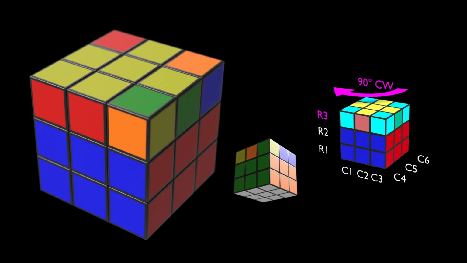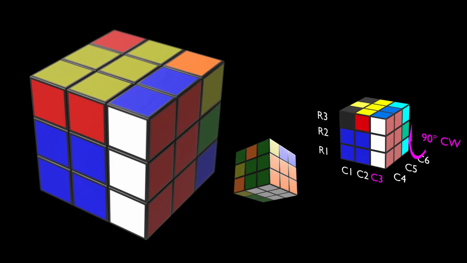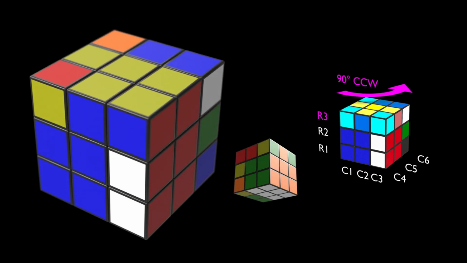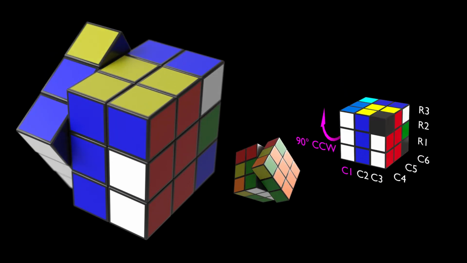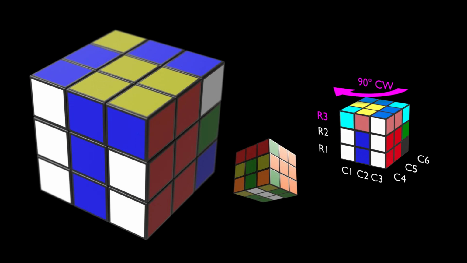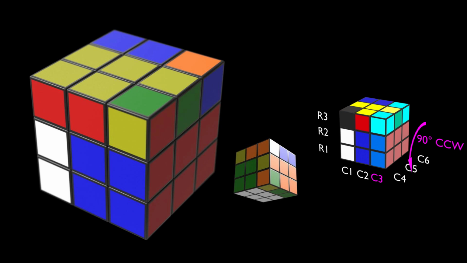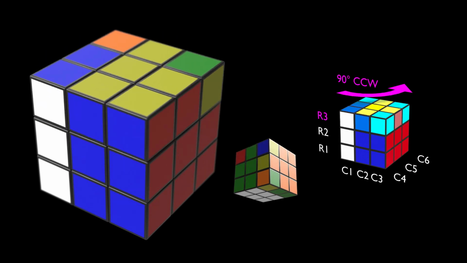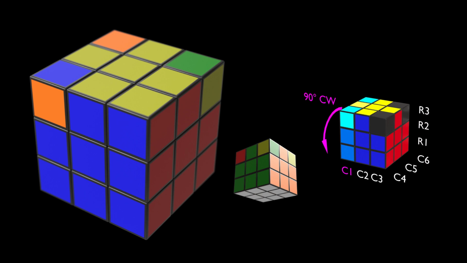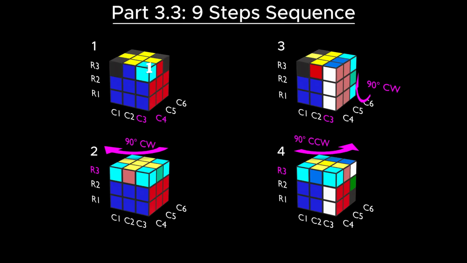Rotate row 3 clockwise. Turn column C3 clockwise. Turn row 3 counterclockwise. Turn column C1 counterclockwise. Turn row 3 clockwise. Turn column C3 counterclockwise. Turn row 3 counterclockwise. Turn column C1 clockwise. Here's a 9-step sequence in part 3.3.